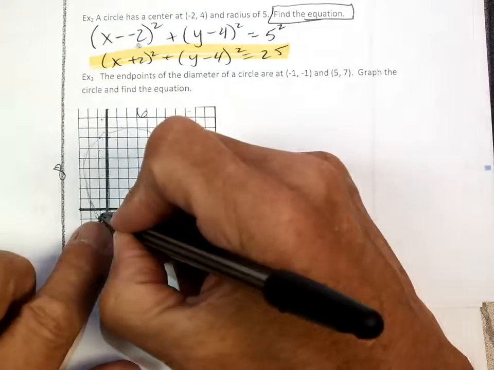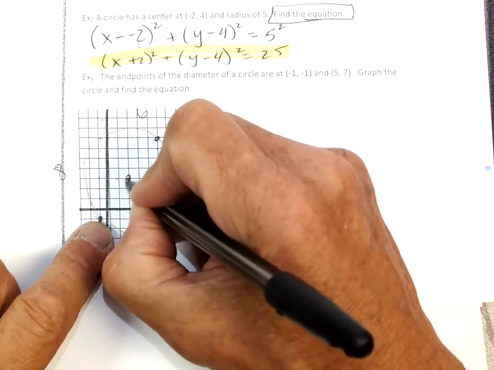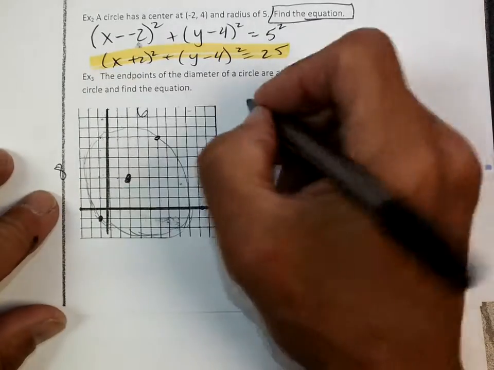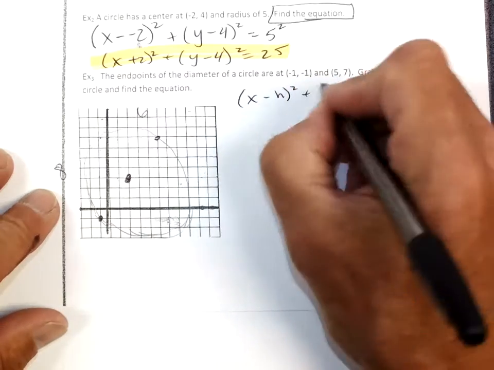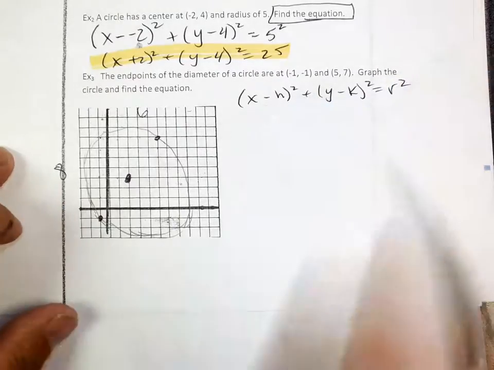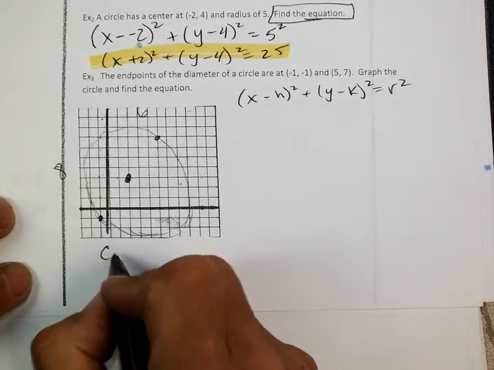Up 1, 2, 3, 4, and over 1, 2, 3. That's got to be the midpoint. You guys agree with that? So I know some of this answer. My equation of a circle is x minus h squared plus y minus k squared equals r squared. Right off the bat, I know h and k because I know my center.